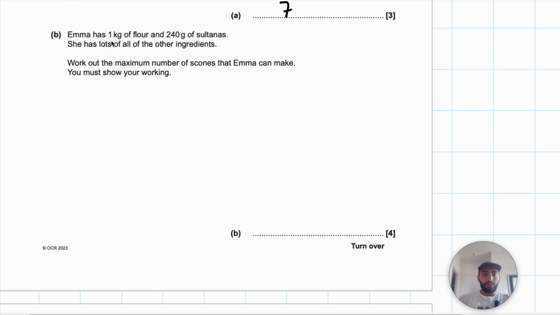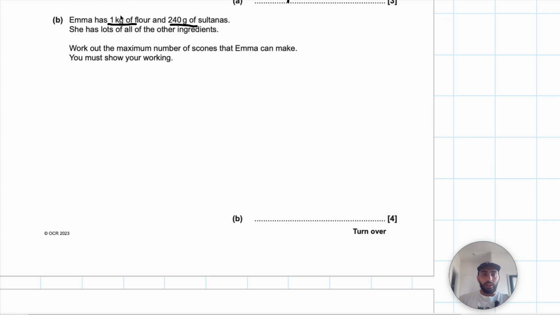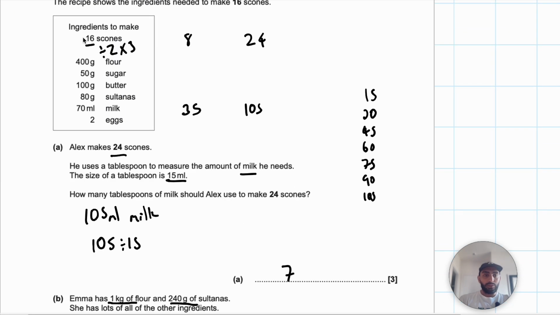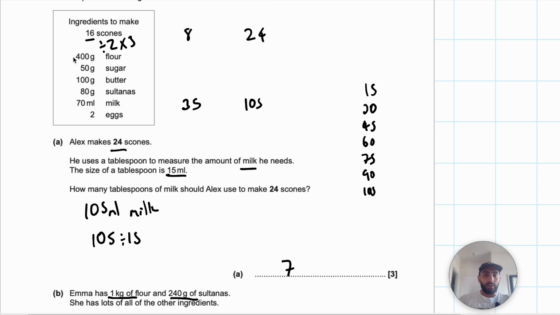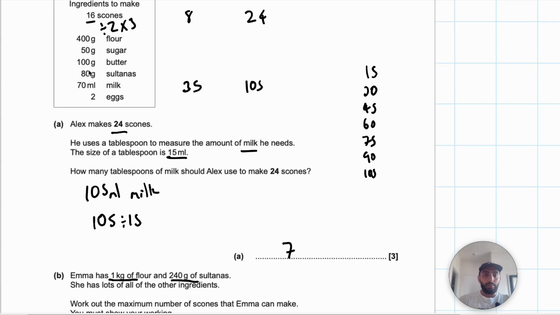Part B. Emma has 1 kilogram of flour and 240 grams of sultanas. She has lots of all of the other ingredients. Work out the maximum number of scones Emma can make. Here we've got a limited amount of flour and a limited amount of sultanas. We need to figure out what is the limiting factor, either the flour or the sultanas, before we work out the maximum number. So how many times more could I make this recipe if I only have 1 kilogram of flour? I'm doing 1 kilogram divided by 400.